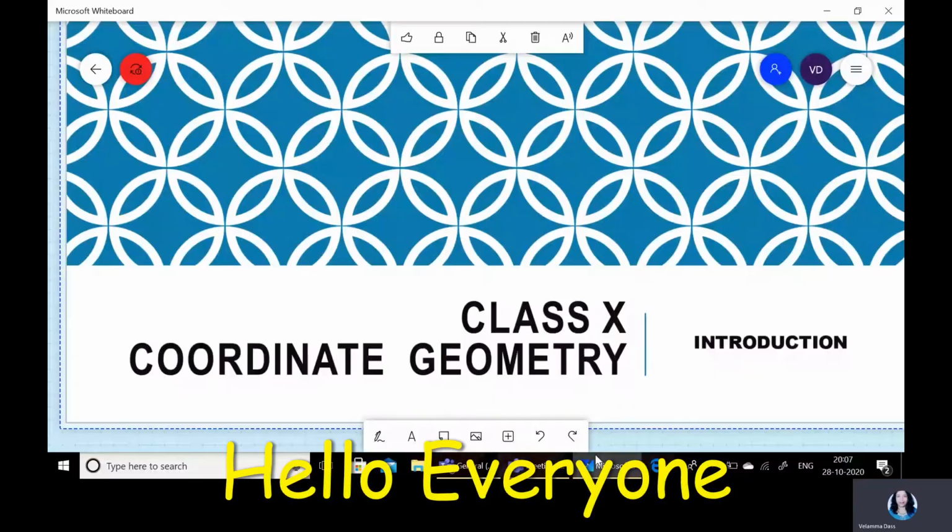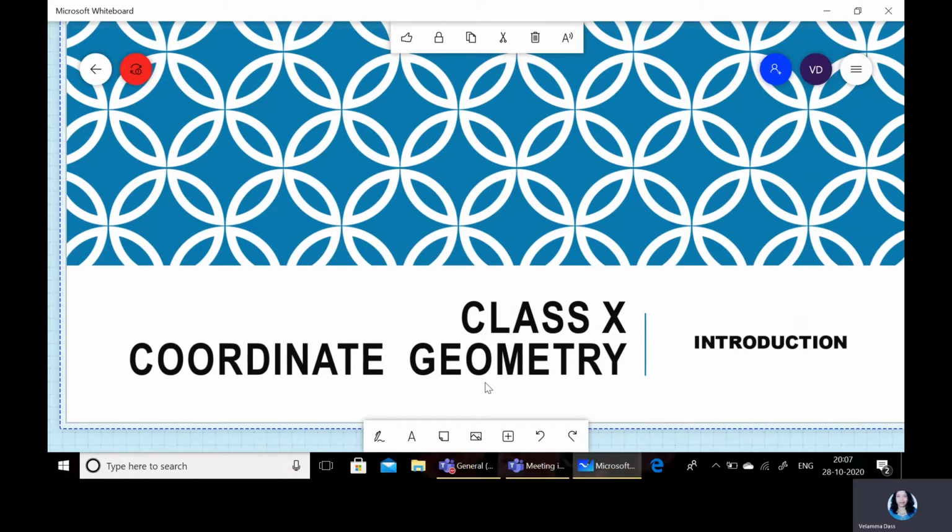Geometry. So let's start with the introduction. Coordinate geometry is something where algebra and geometry are mixed together and we have learned, right? So both go hand in hand. So we try to understand geometry with the help of algebra, or we can say we try to understand algebra with the help of the basic geometry.